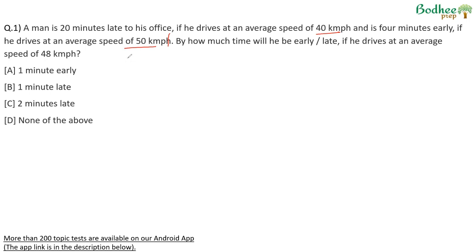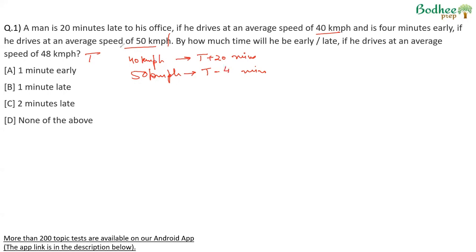Now, in the first case, speed is 40 kilometers per hour. Suppose the original time that should be taken is t minutes to travel. At 40 kilometers per hour, he's taking 20 minutes more. Therefore, t plus 20 minutes is being required. At 50 kilometers per hour, he's 4 minutes early, so he's requiring t minus 4 minutes. 4 minutes early, not 20.